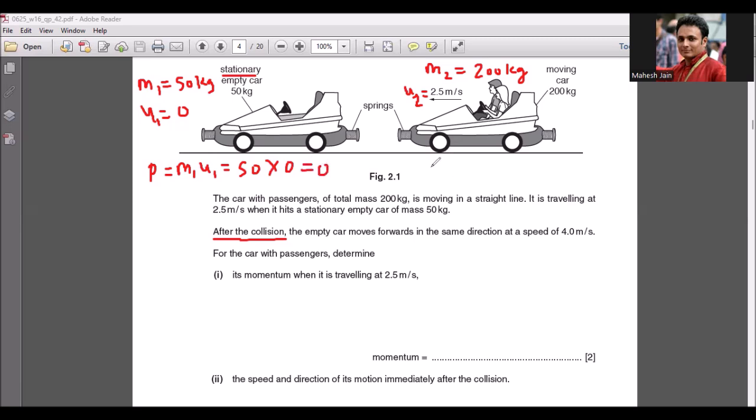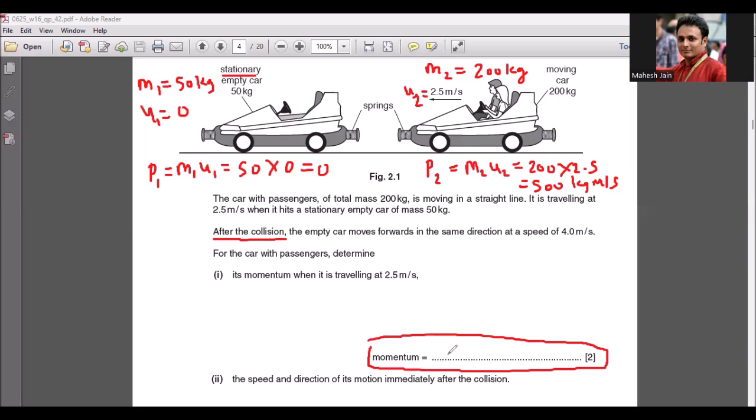Now for this car, I call it the momentum of car 2. This would be m2u2 before collision. So this is 200 into 2.5, and we get 500 kg meter per second. This is our answer for this part also. What is the momentum of the car with a passenger? The answer we get here is 500 kg meter per second.